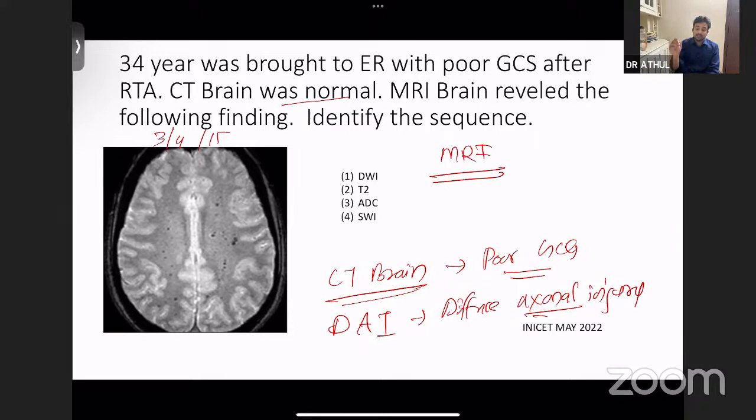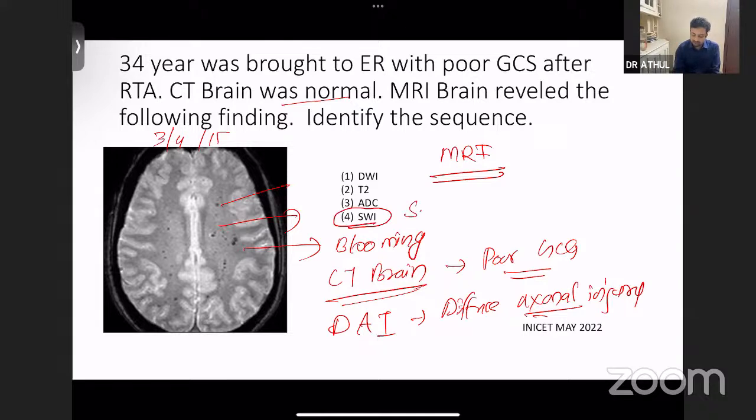Last year, in the last INI-CET May, they gave an image of the brain with microbleeds. See, there are multiple tiny dots like this. All these dots are called blooming. So which sequence helps you to find blooming? This was the question, and we have discussed this before. We should know the answer for this is SWI.